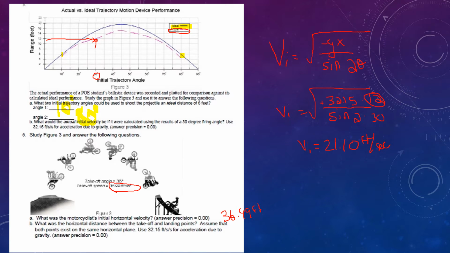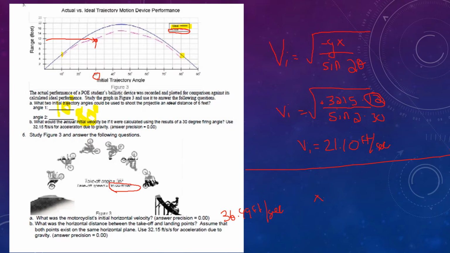Letter B says, what was the horizontal distance between the takeoff and landing point? So all they're asking you is how far did he go? So you're solving for X. So in this case, using your equation, it's a given equation.